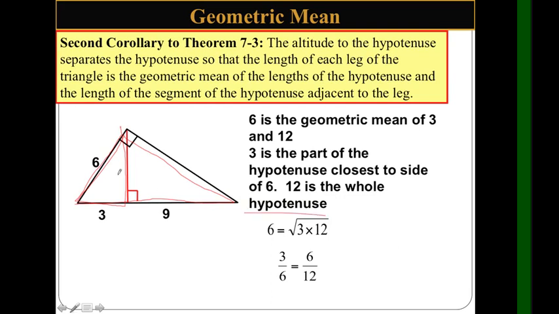So 6 will be our x here, equals the square root of 3 times 12, or it's just simply 3 over 6 equals 6 over 12 as the proportionality that we gave a while ago, no? So kung titingnan natin, that is a over x equals x over b. So that is the formula, no? That we had used in this particular example. Or pwede yung x equals square root of ab.